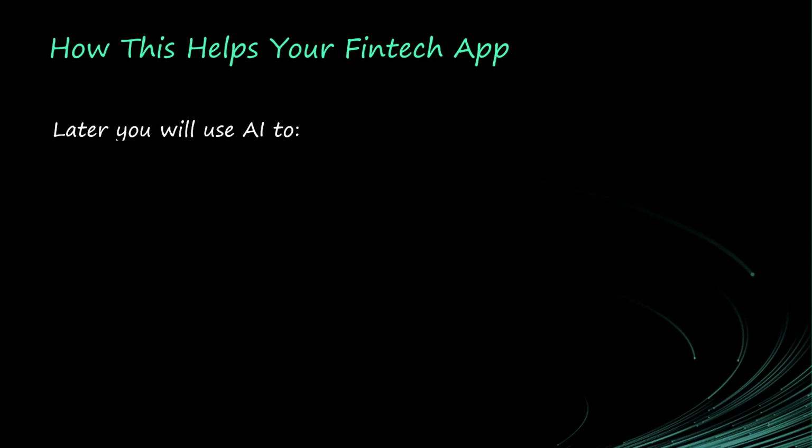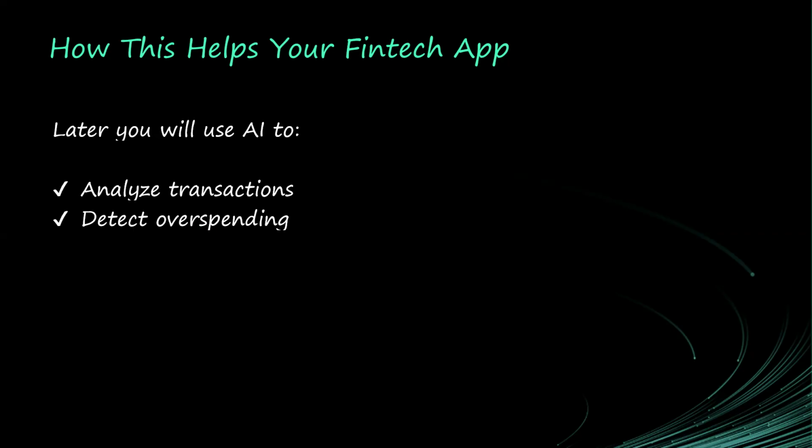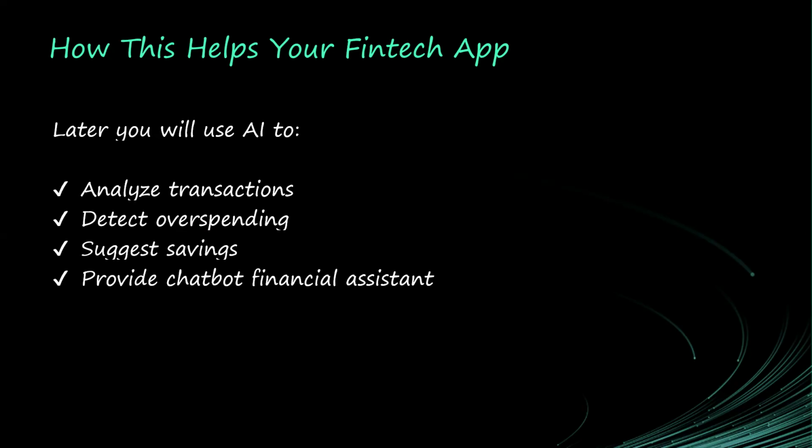In the next class, day 7, we are going to actually start using this on the front end. So we are going to use AI to analyze transactions of users. We use it to detect overspending for users, suggest savings and tips for them. We provide chatbots, financial assistance, so they can actually have real chat with AI. So it can also predict user spending trends.